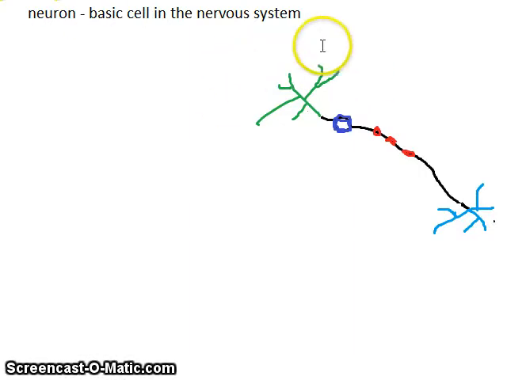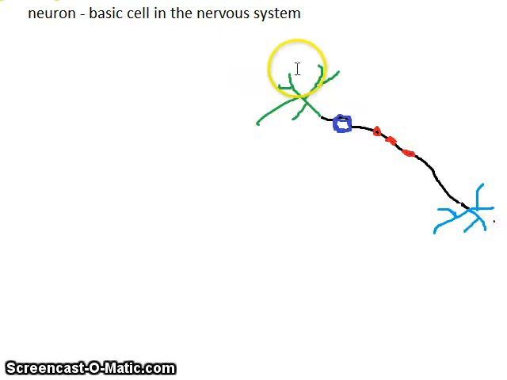You need to know the dendrites, the axon with the myelin, the terminal branches, and then I've also added the soma or cell body, although your book does not go into as much detail with that. So these are the different parts you need to know. For the purposes of this, we're going to start with one end and move our way down.